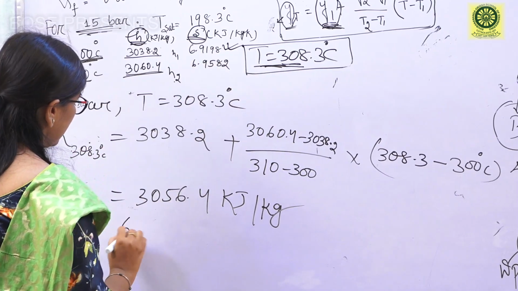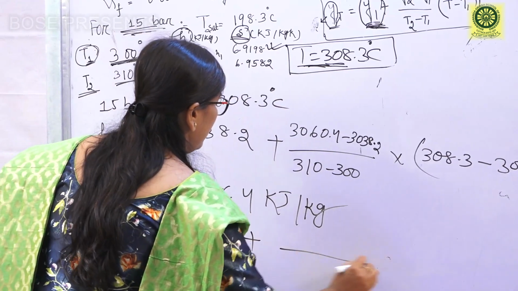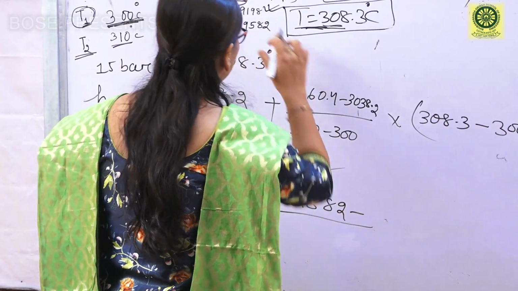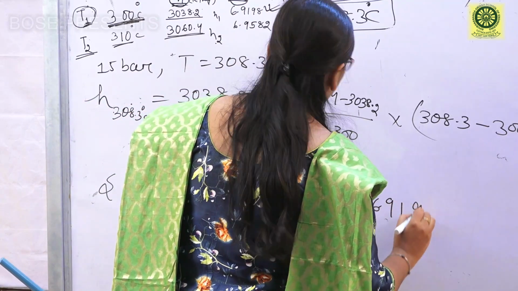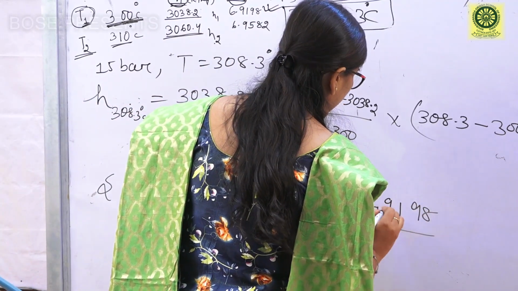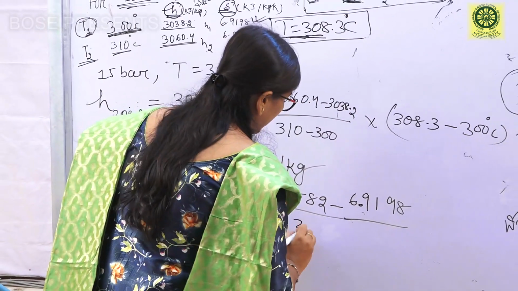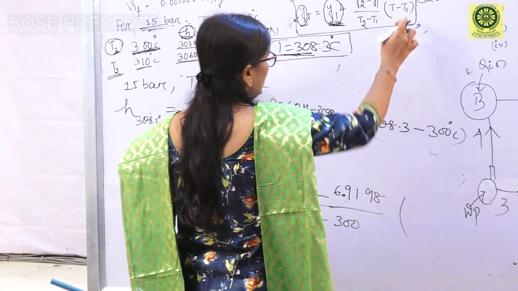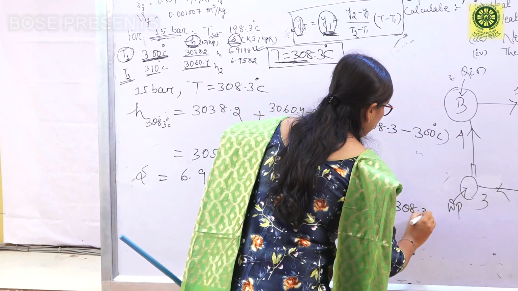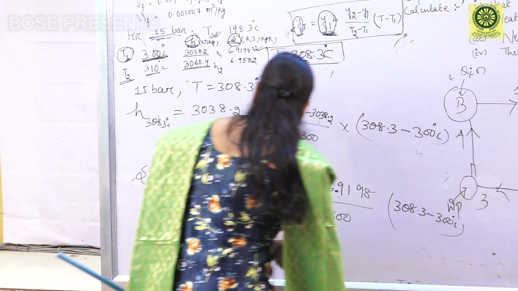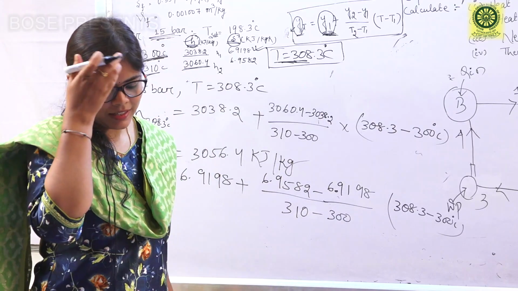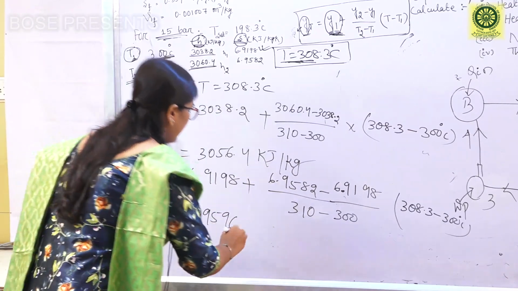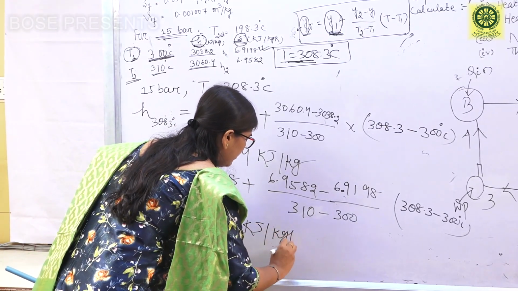First is this one, 6.9198 plus (H2 minus H1), that means (6.9582 minus 6.9198) divided by (T2 minus T1), that is 310 minus 300, into (T minus T1). T is your 308.3 minus 300 degrees centigrade, and calculate this and you are going to get 6.9596. Okay, this is kilojoule per kg Kelvin.